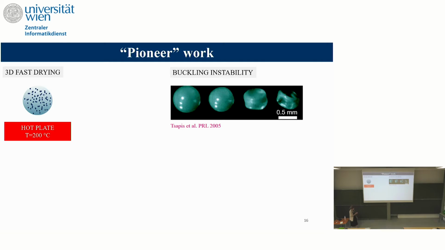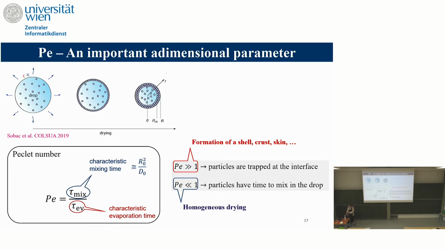So they have this drop levitating onto this host plate, and what they observe is that the drop shrinks, and then you have this instability, a buckling instability, a shape instability of the drop, okay? And this paper was about how to understand and rationalize why we have this instability.